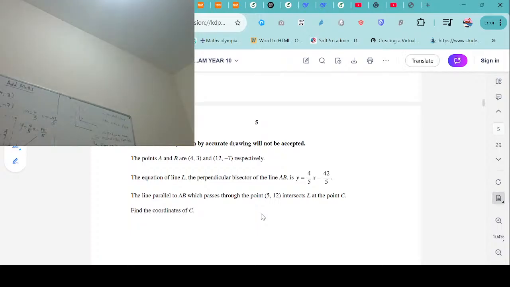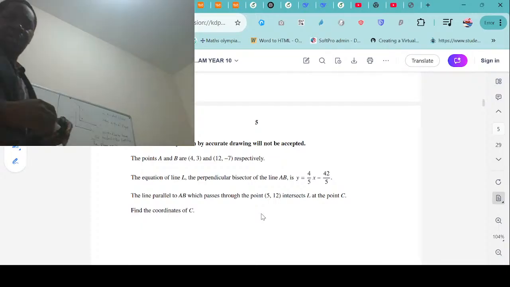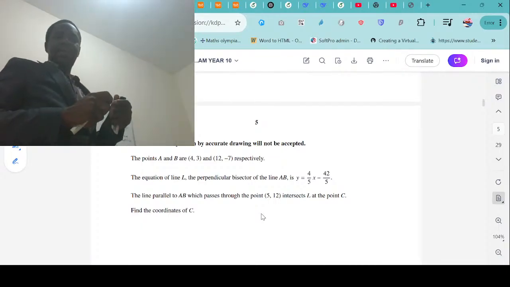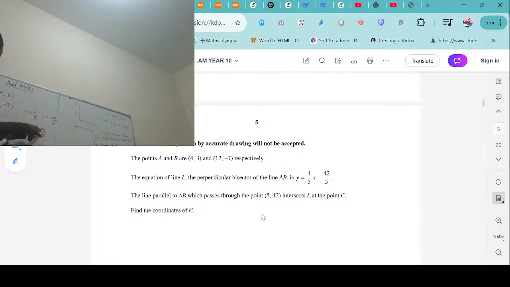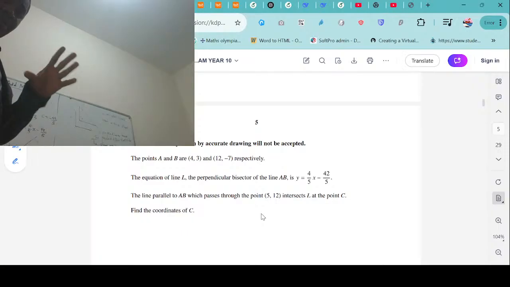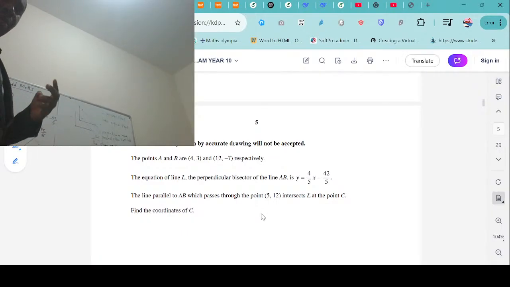So since the line is parallel to this line AB, it's going to have the same gradient as this. So the gradient of that line is what? -4/5. So what did they actually ask us to do? They said we should find the line parallel to AB, which passes through the point (5, 12), and intersects L. L is this perpendicular line. So you just have to take it little by little because it's really complicated. But trust me, if we take it one by one, it's going to be clearer to us. It intersects L at the point C.